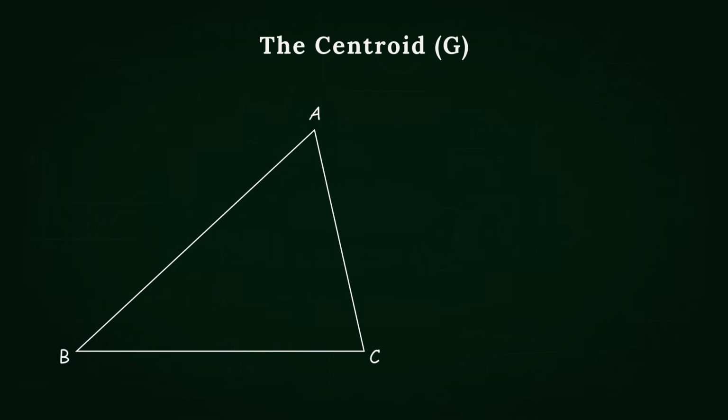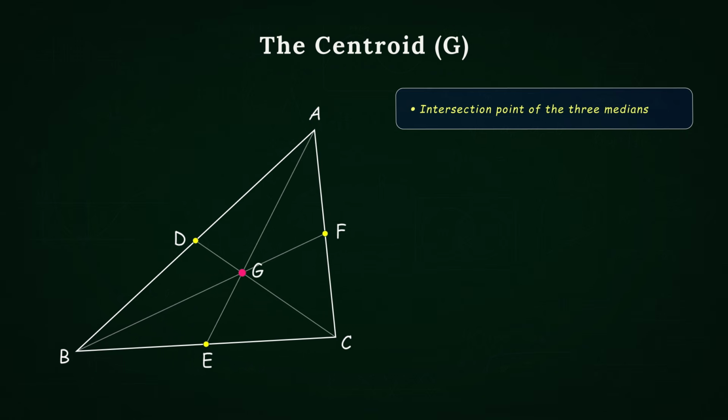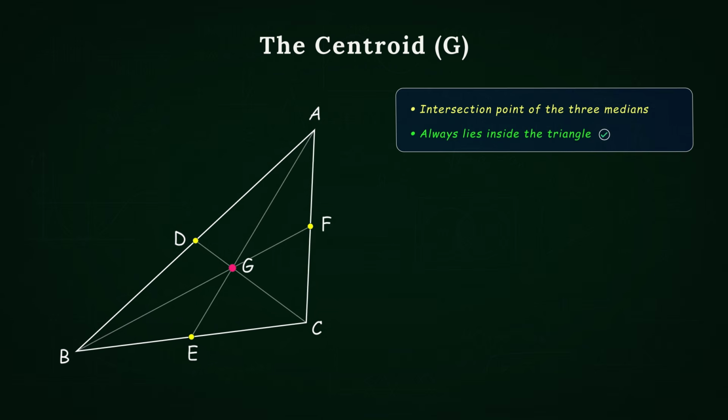The centroid is the point where the 3 medians of a triangle intersect. It is the point where a triangle would balance perfectly. One key property of the centroid is that it always lies inside the triangle. This is true even for obtuse triangles.